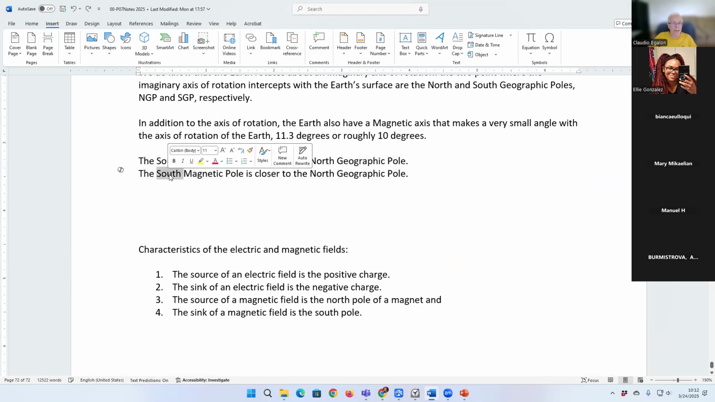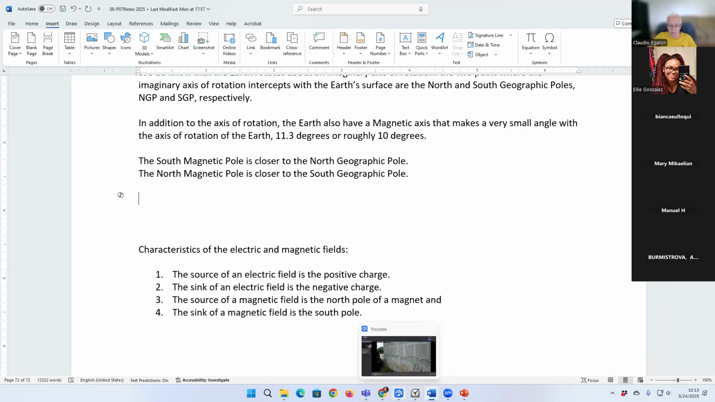The north magnetic pole is closer to the south geographic pole. So don't forget, when you get your compass, that compass is pointing to a point that's close to the north geographic pole. But this point that the magnetic compass is pointing to is the south magnetic pole. We have this reversal at this point in the geological time of the Earth.